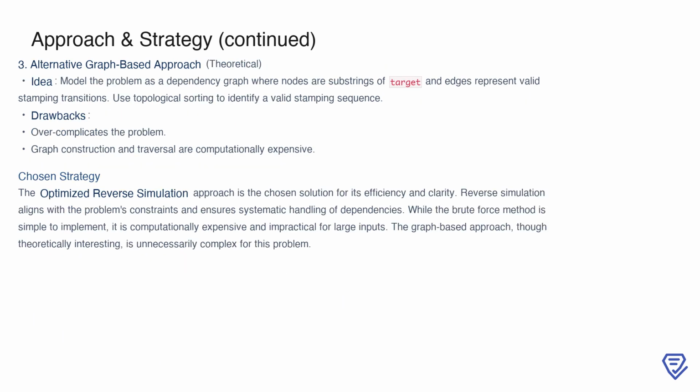Another theoretical approach involves modeling the problem as a graph. Here, each node represents a substring of the target, and edges represent valid transitions where a stamping operation can occur. Using a graph-based approach, we could perform a topological sort to determine the sequence of stamping operations. However, this method introduces unnecessary complexity. Building the graph and traversing it are computationally expensive tasks, and the approach does not provide any significant advantage over reverse simulation. Given these drawbacks, the graph-based method is not a practical choice for this problem.